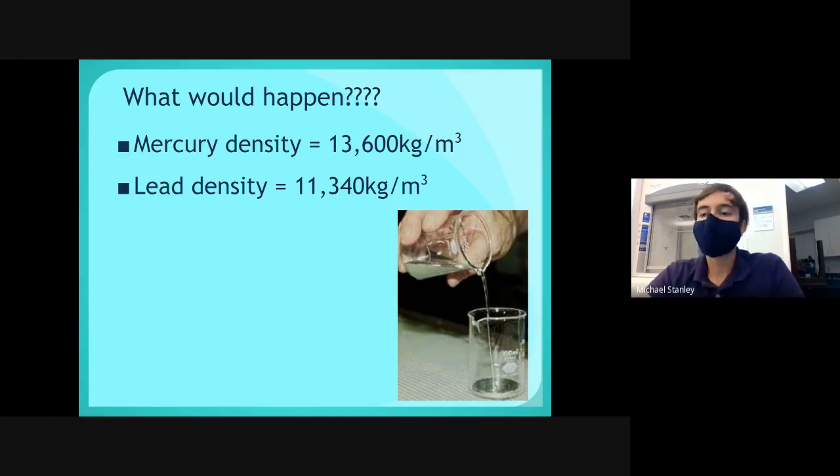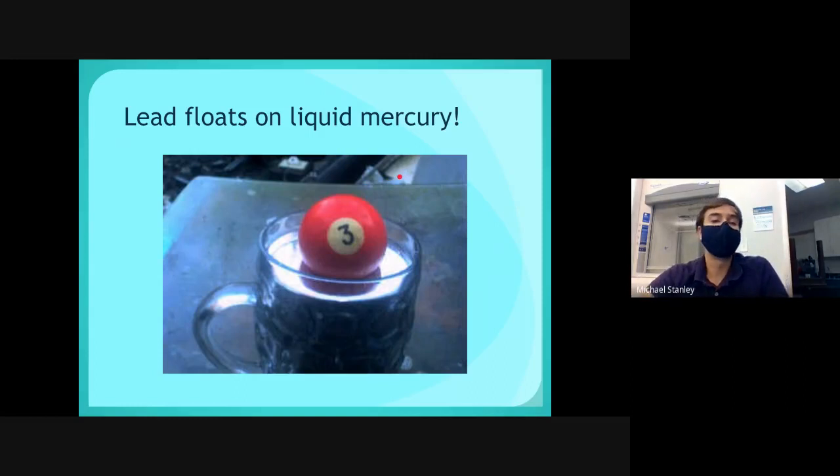All right. Cool. So the interesting thing about lead and mercury is that even though lead is a solid and mercury is a liquid, lead has a lower density than mercury. Lead's density is 11,000 something, mercury is 13,000 something. And because of that, a lead ball will actually float on liquid mercury, even though these are two very dense, very heavy metals.